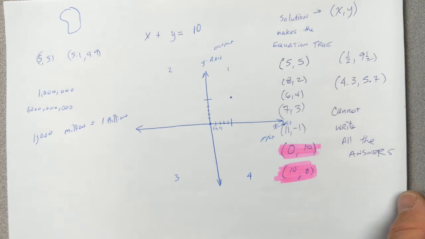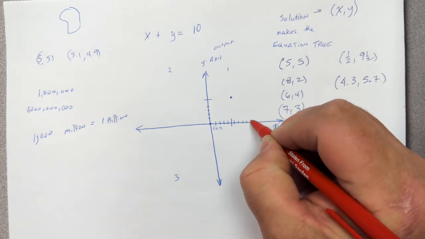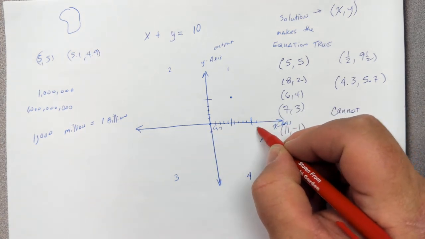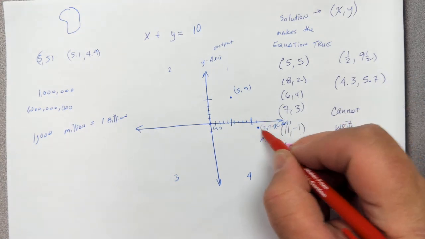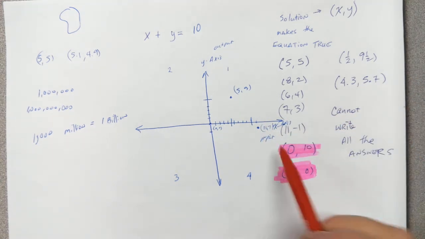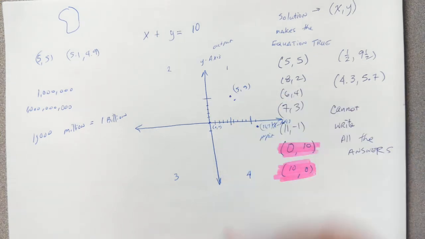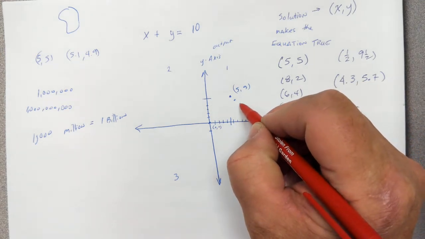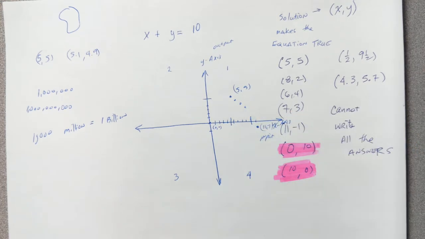All right. Now, 11, negative 1. I'm going to do this one right here. 6, 7, 8, 9, 10, 11, negative 1. 11, negative 1 would be right there. So this would be 5, 5. And this would be 11, negative 1. Let's see, 6, 4 would be right there. And 7, 3 would be right there. And 8, 2 would be right there. Do you see they line up?